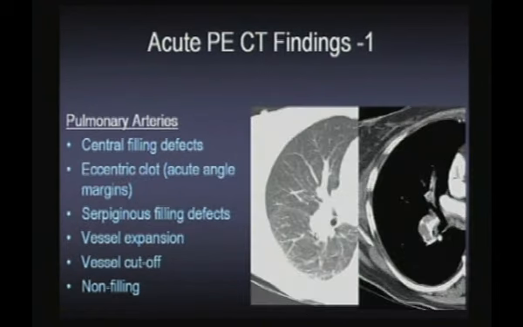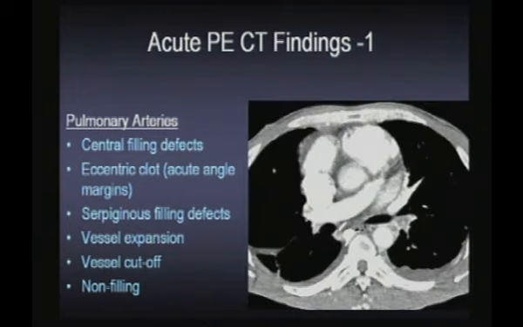When we start to see vessel cutoff or non-filling of vessels, as in this case here, we can be less specific that this is an acute thromboembolic event because there is overlap now with chronic thromboembolic disease.